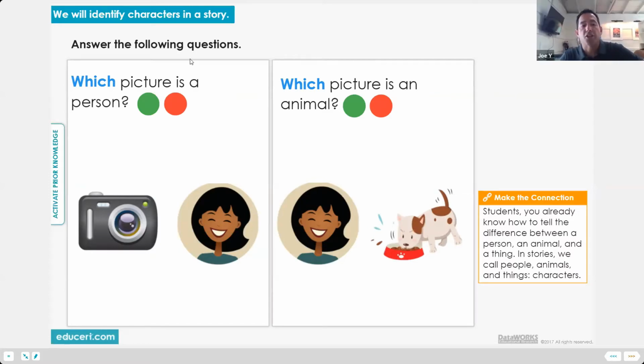Here's how we're going to check for understanding with our students. Answer the following questions. Okay, class, which picture is a person? And we've trained our students how to use green dot for yes, red dot for no. Okay? As teachers, since you don't have whiteboards in front of you, you're going to give me a thumbs up for yes or a clap hands for no.